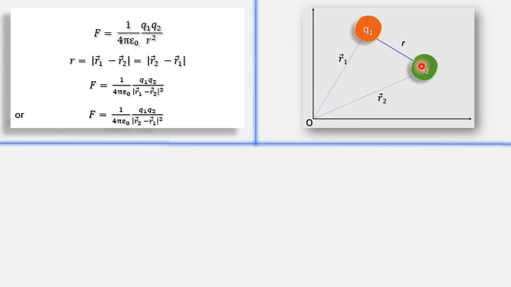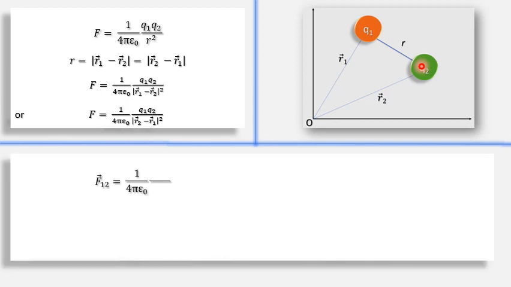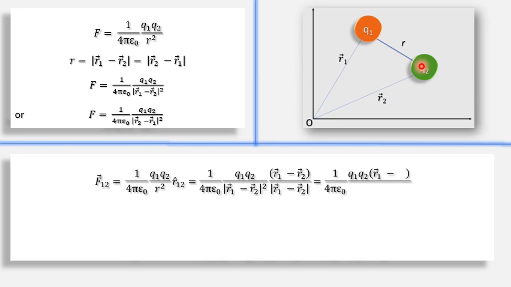So if we consider force on charge q1 due to 2 as F12, then F12 is given as 1 by 4 pi epsilon 0 q1 q2 by r square with unit vector r12. What is r12? It is nothing but vector r1 minus vector r2 upon mod of r1 minus r2. If you go back to basics of unit vector, you'll find out that it is vector upon its own magnitude. And then on simplification, we get our equation of F12, that is force on charge 1 due to charge 2.